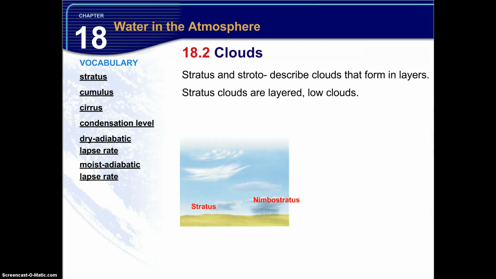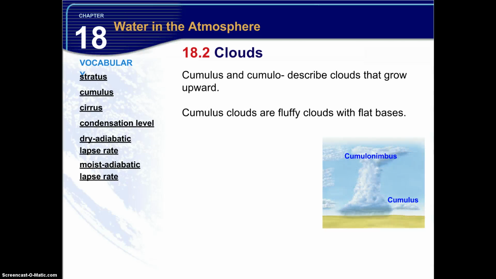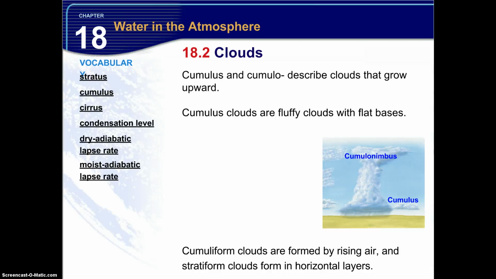Stratus and strato describe clouds that form in layers. Stratus clouds are layered, low clouds. When you add the prefix or suffix nimbus or nimbo, that refers to dark rain clouds. So those would include precipitation. Now, cumulus and cumulo describe clouds that grow upward. Cumulus clouds are fluffy clouds with flat bases. Cumuliform clouds are formed by rising air, and stratiform clouds form in horizontal layers. You can see the column that forms in a cumulonimbus cloud, and that would be considered a thunderstorm.